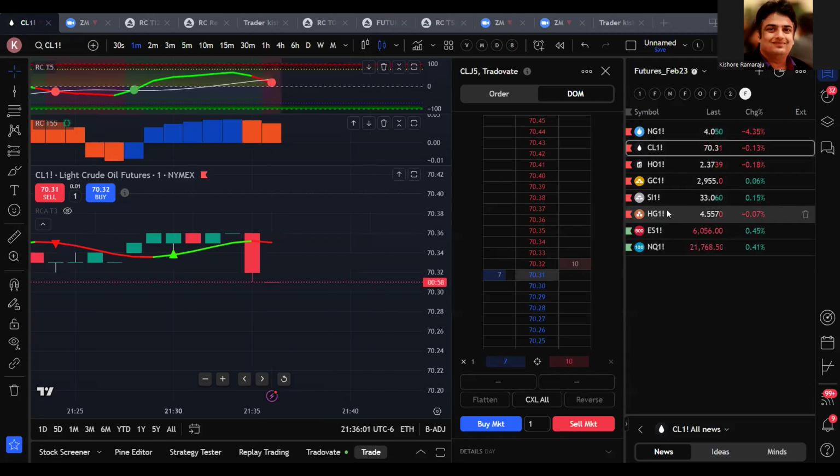On copper, we took nearly $200 profit. On ES, we took some $50, $100 profit. In NQ, we took another $100. Silver, we took $100. So nearly $400, $500 we made in profits.